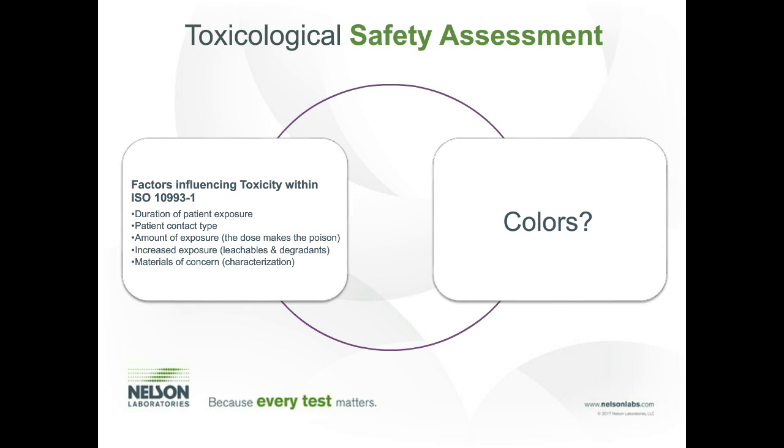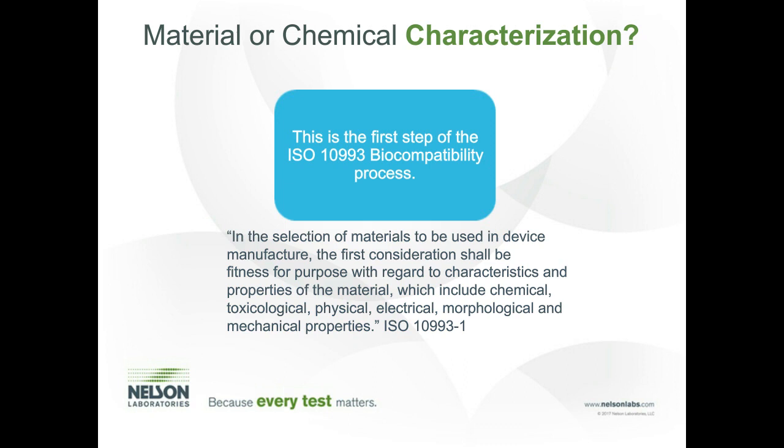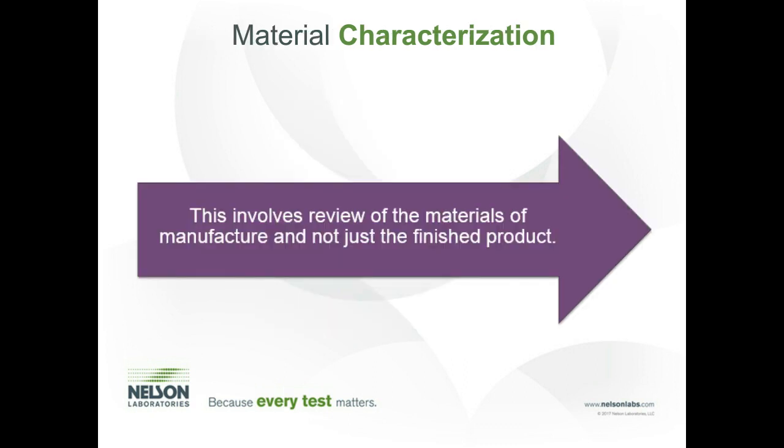So the first step of biocompatibility is this material or chemical characterization. That's really the thing you need to start off with in your plan to understand the risks. What does this material characterization really involve? We think of biocompatibility as the finished final device, and that's true. When you're looking at the risk to the patient, you need to look at it in finished, final, sterilized, packaged form, because all those can add risks.